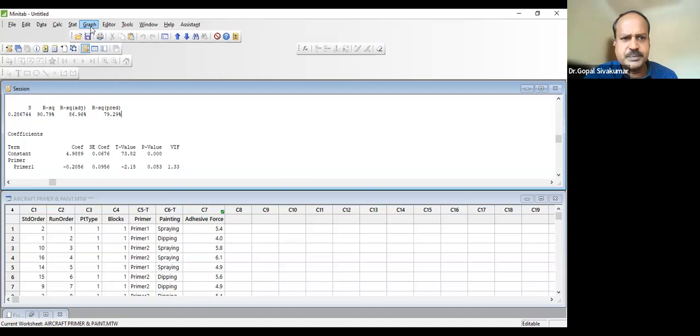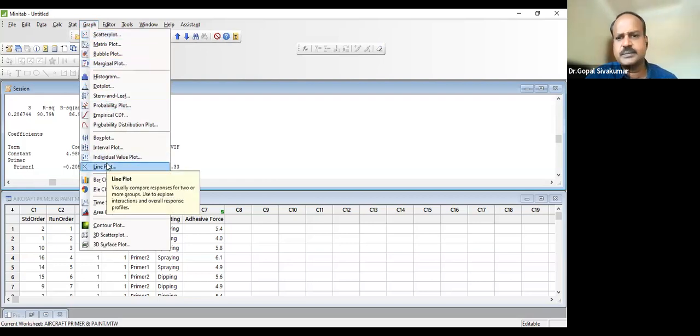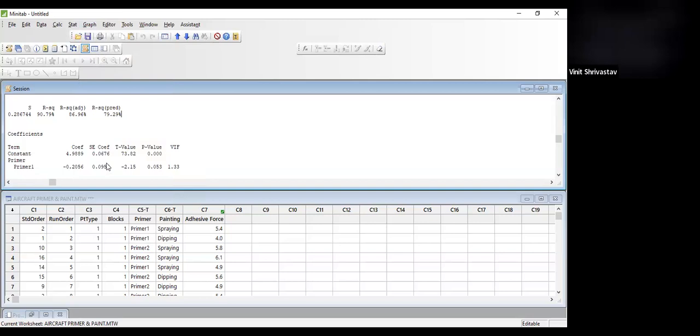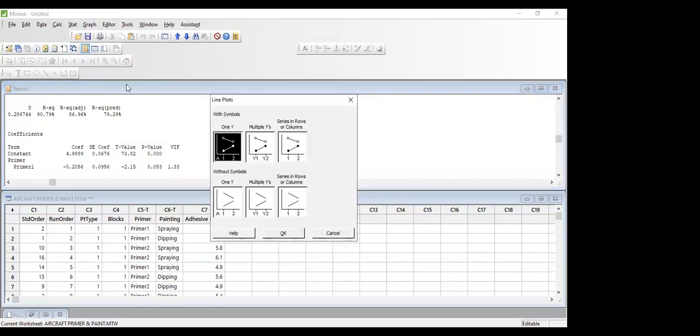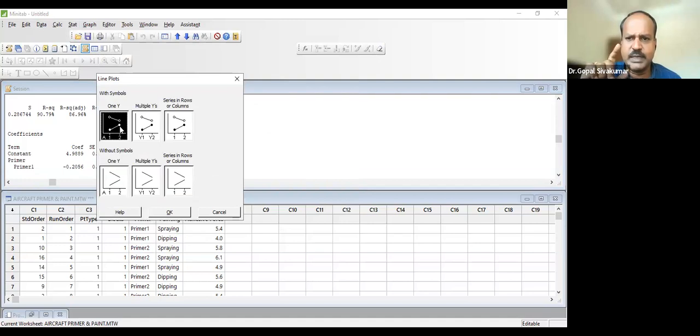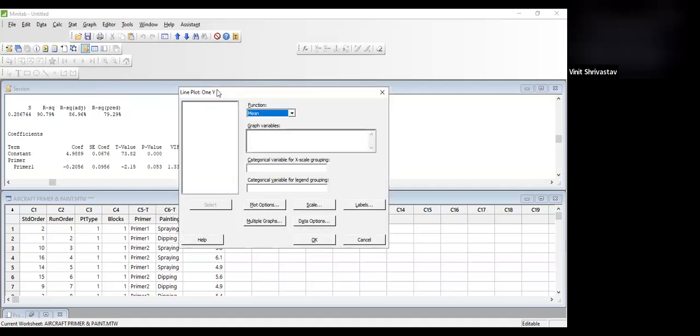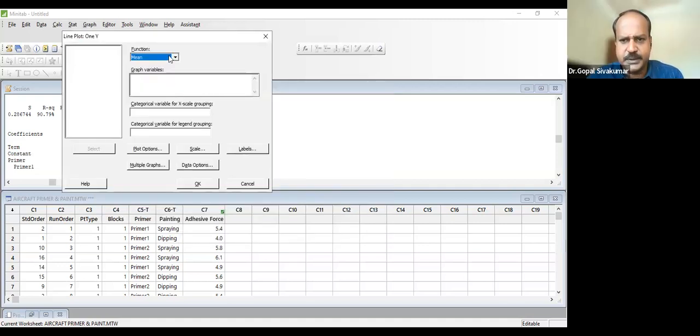And now, let us also plot that interaction plot graph. Can you see line plot? Yes. Go there. Now, one y variable. We have only one y variable. What is our y variable? Adhesion force. Choose this.